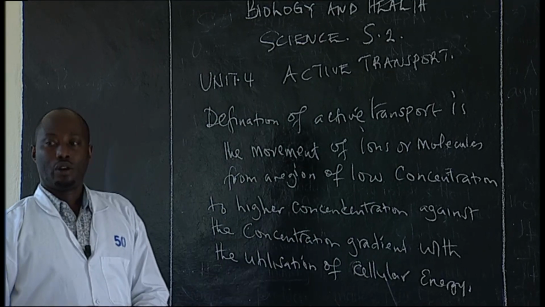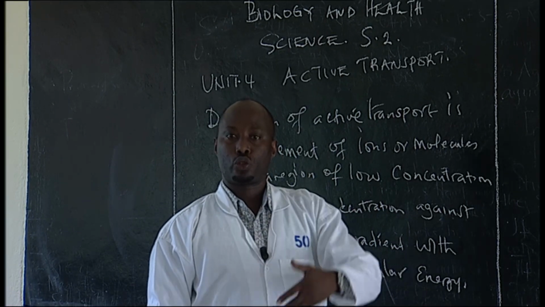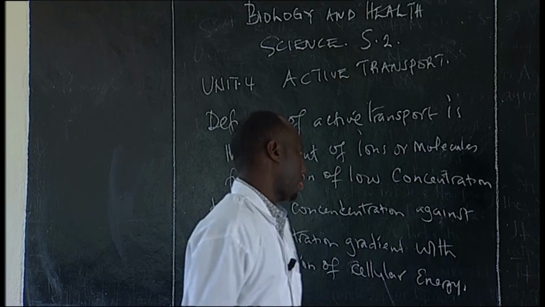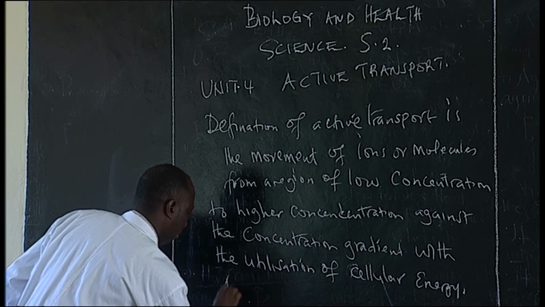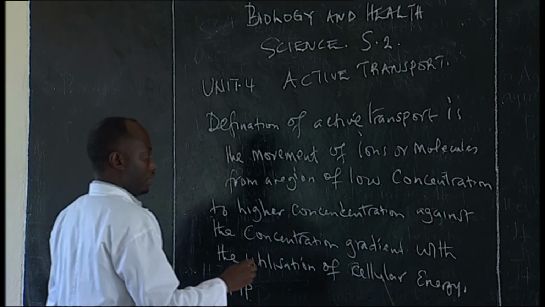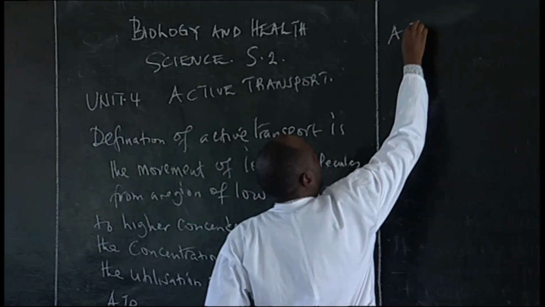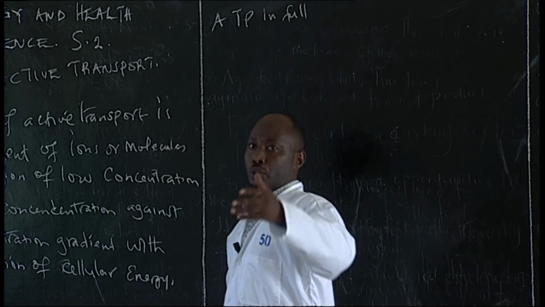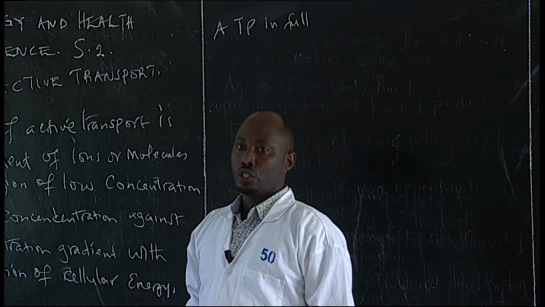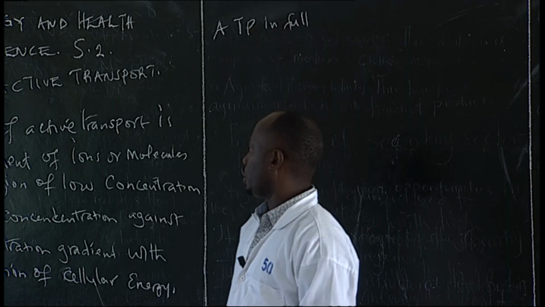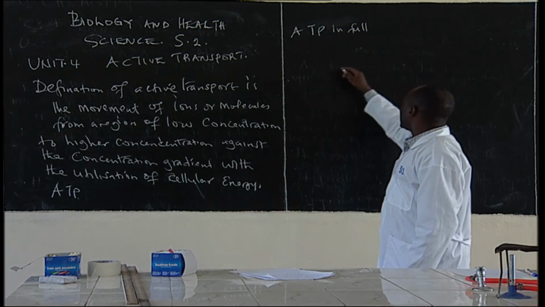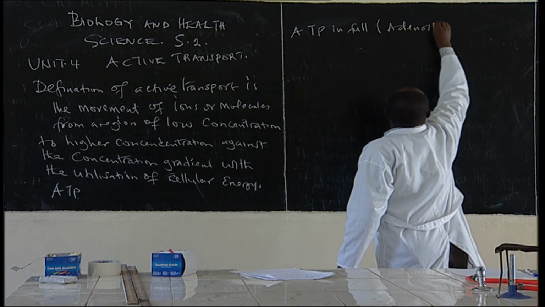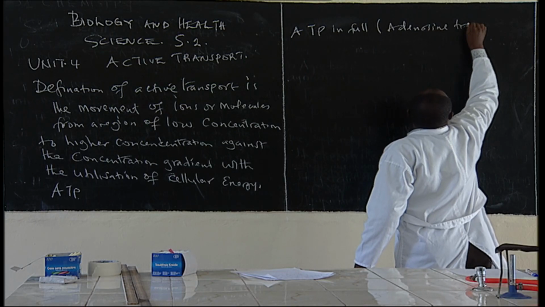And the energy that is going to be used to transport those molecules from lower concentration to higher concentration must be in the form of ATP. We use ATP. That is the cellular energy that is going to be used in transport of molecules by protein carrier molecules. Glucose and other molecules can be transported by use of cellular energy, which is in the form of ATP, and ATP in full is adenosine triphosphate.